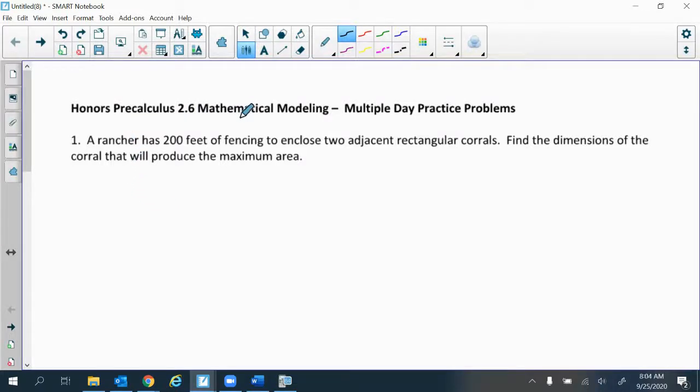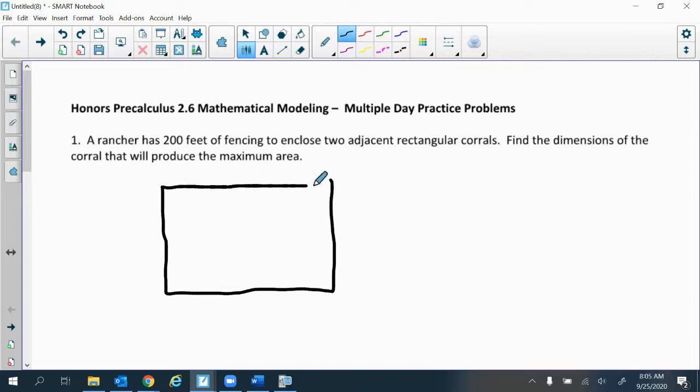This video is going over mathematical modeling for Chapter 2 in Honors Pre-Calculus. We're going to go over problems 1 and 2. A rancher has 200 feet of fencing to enclose 2 adjacent rectangular corrals. So the first thing we probably want to do in a problem like this is draw a picture.